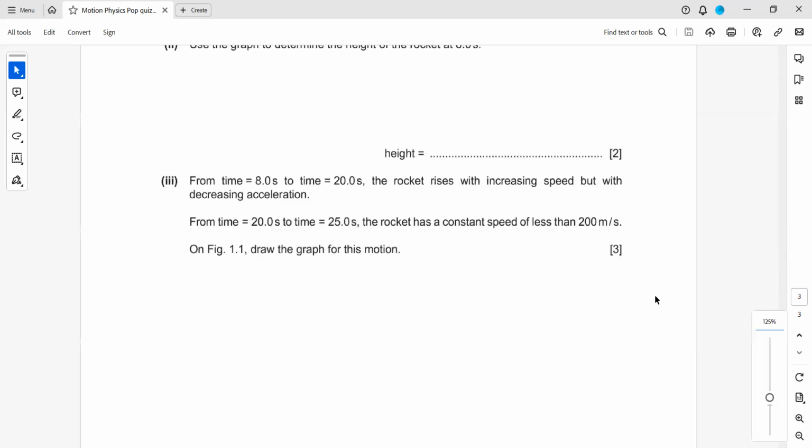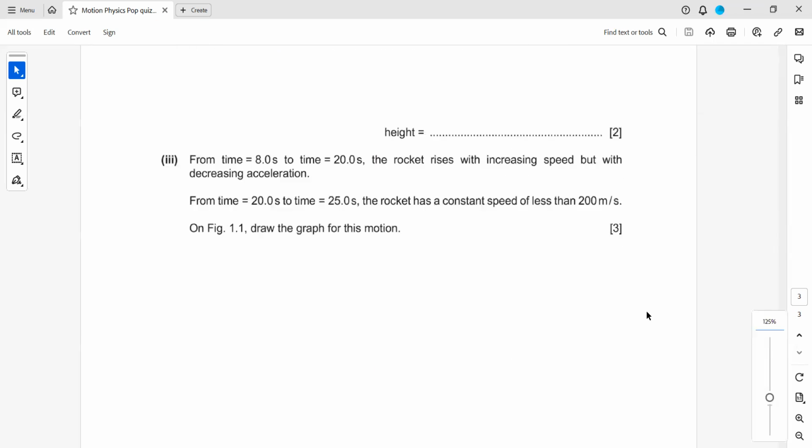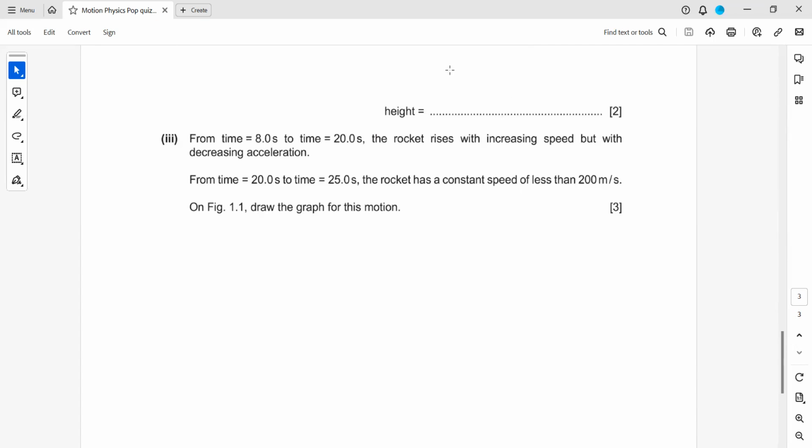And from 8 seconds to 20 seconds, the rocket rises with an increasing speed but decreasing acceleration. And then from 20 seconds to 25 seconds, the rocket has a constant speed, which is less than 200.